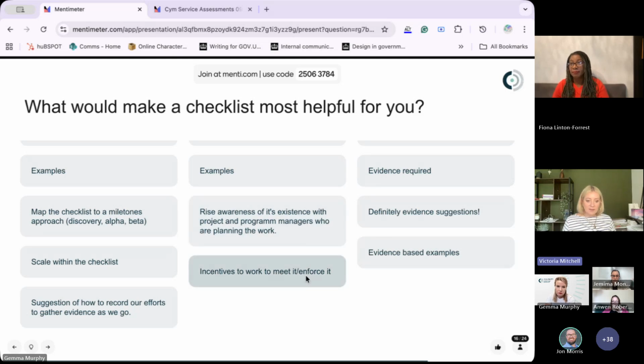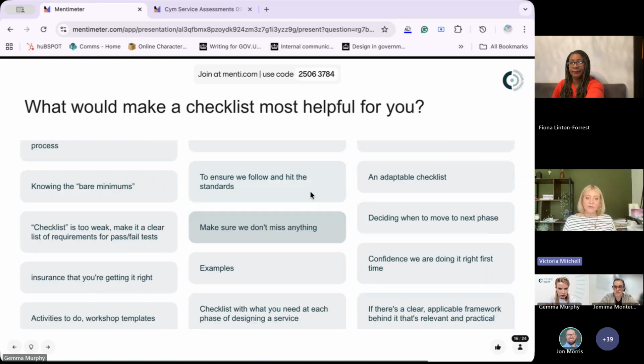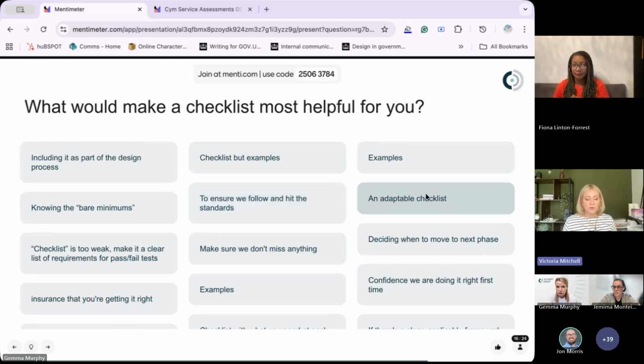Could we come back to, I think there was somebody that put something about an adaptable checklist. If you feel comfortable, would you mind sharing a bit more about the thinking there, in what ways would it need to adapt?